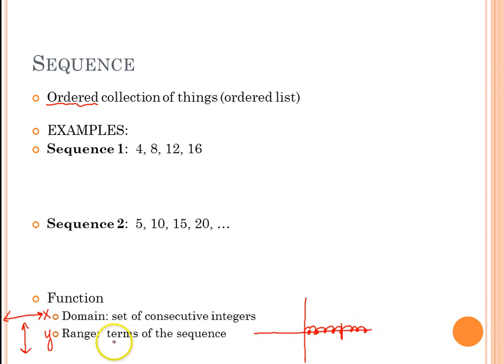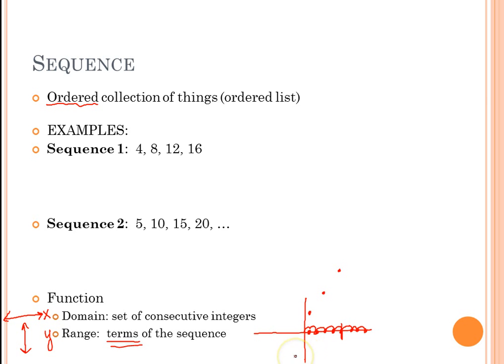Your range is the terms, okay, or what you're getting from the sequence. Okay, so for this sequence, it would be 4, 8, 12, 16, and we would keep going up. So your range is like your y's. It's what you're getting out of the sequence.